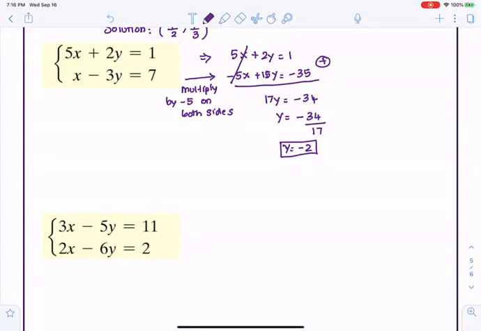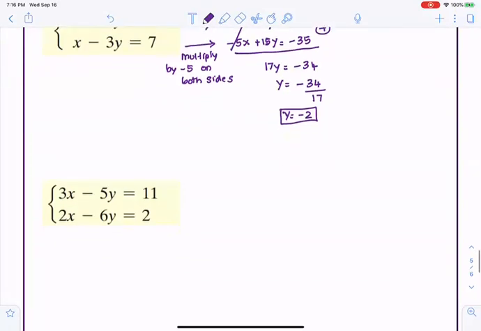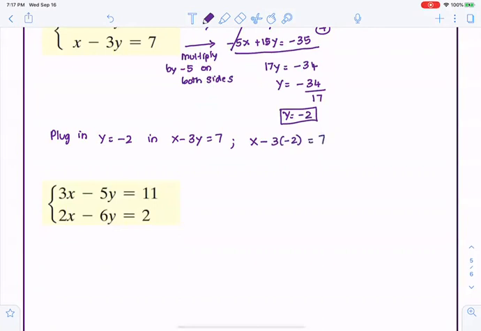It is again a matter of choice. So I'm going to plug in y equals -2 into x minus 3y equals 7. So x minus 3 times -2 equals 7. x plus 6 equals 7, because -3 times -2 is 6.